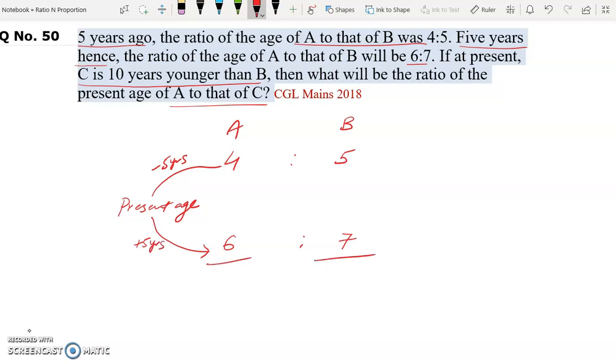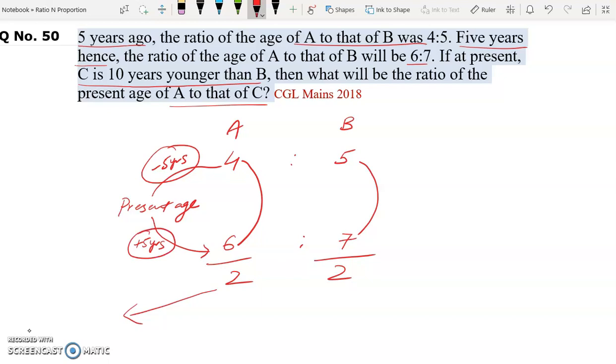Now if we take the difference, 6 minus 4 is 2, 7 minus 5 is 2. So both the units are same. Now this 2 units will represent 5 plus 5, which is 10 years. So that means we are multiplying this 2 into 5 to get 10 years. Now this is 4 units and this is 5 units. So if we multiply by 5, this will give us 20. If we multiply this by 5, this will give us 25.